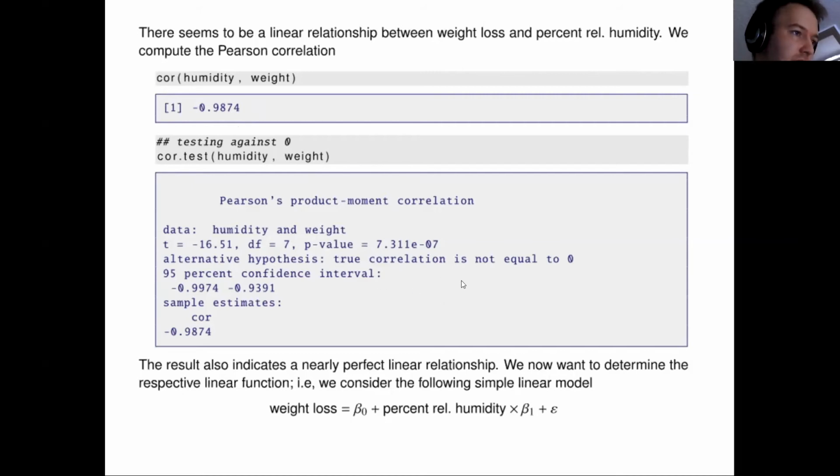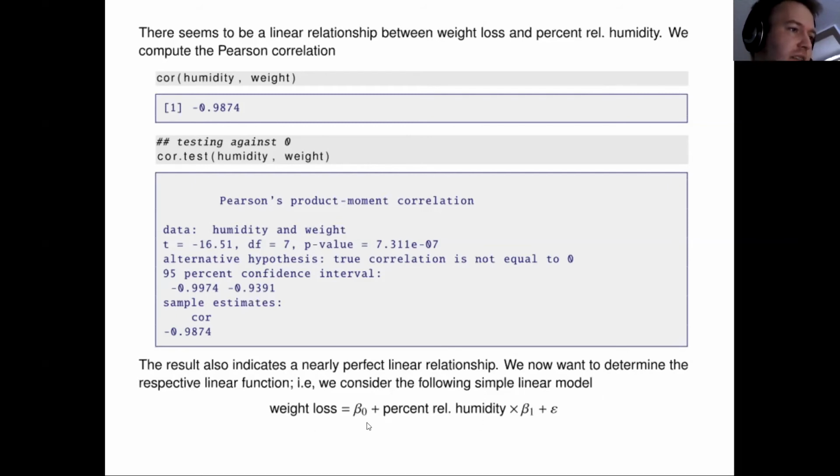This is just for the statisticians among you, that you can also perform hypothesis tests with this for the correlation. And as we've already seen in the picture, the result indicates a nearly perfect linear relationship. And now we want to determine the respective linear function. That is the following linear model.